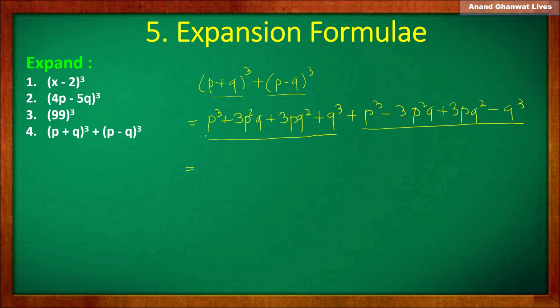p cube plus p cube, that is 2p cube. Now 3p square q minus 3p square q, so addition is 0. Then 3pq square and 3pq square, so addition is 6pq square, and q cube minus q cube, the addition is 0. So the answer is 2p cube plus 6pq square. Okay, now next example.